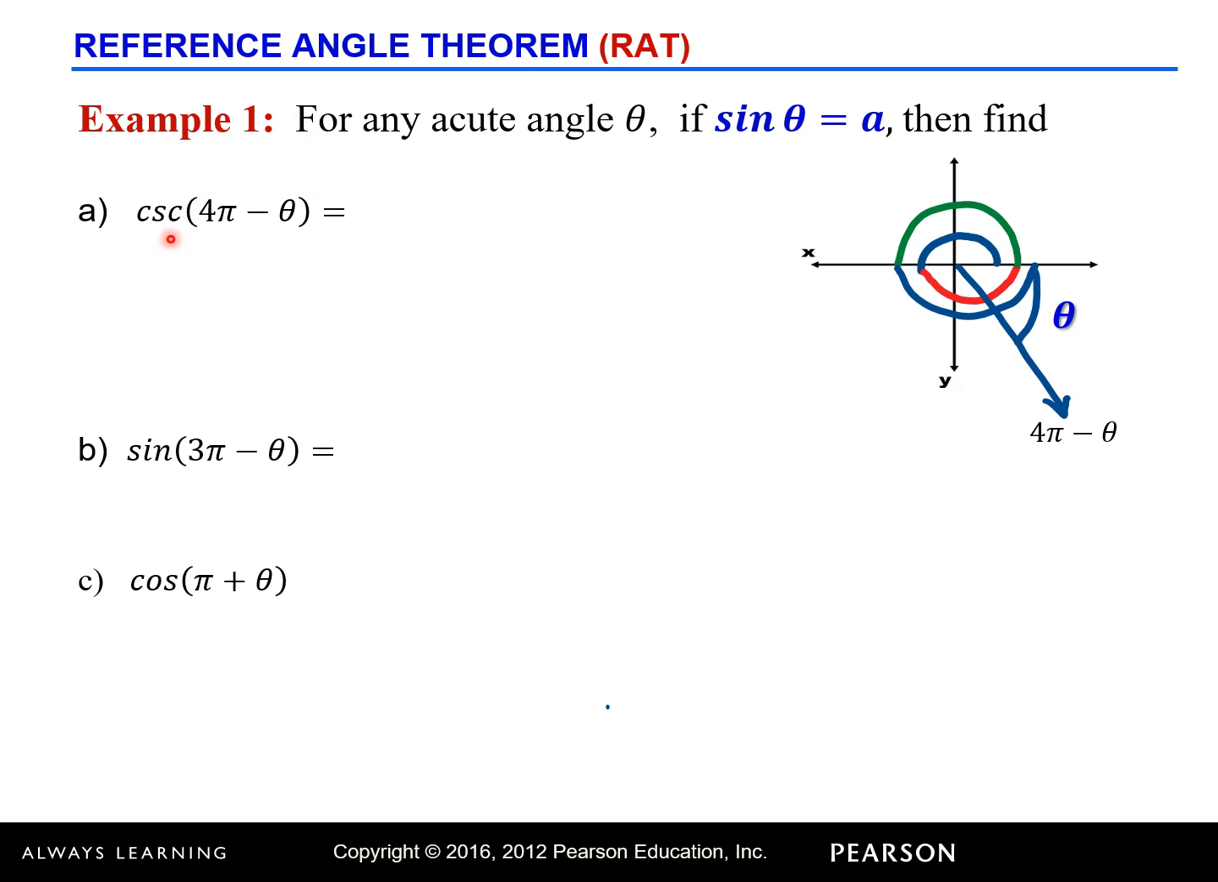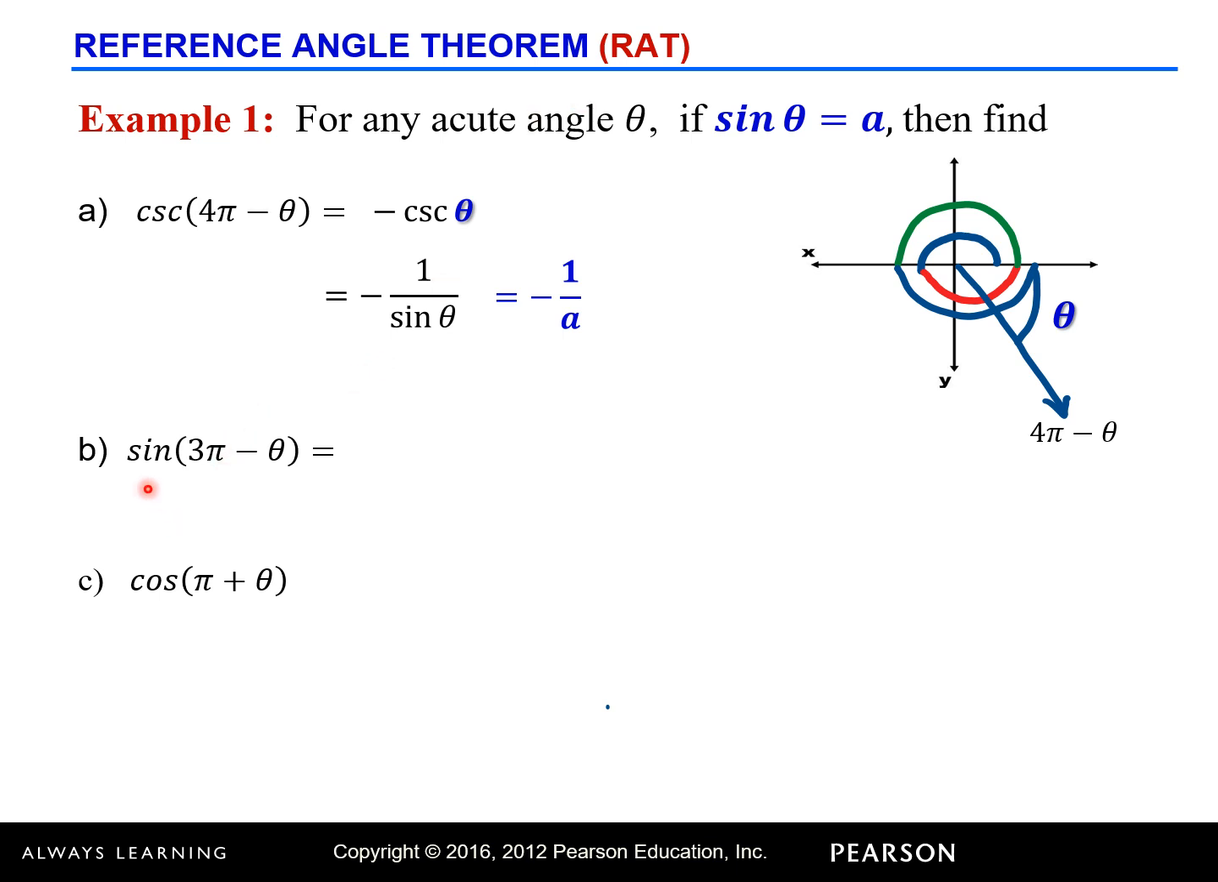So now, since we know that 4 pi minus theta is in the fourth quadrant, the sign of cosecant in the fourth quadrant is negative. So using RAT, we will use the same function. So negative cosecant of theta, because theta is the reference angle of 4 pi minus theta based on this figure. Then, since sine theta is equal to A, we have to see the relationship of cosecant theta and sine, which is a reciprocal function. So we can write this negative cosecant theta as negative 1 over sine theta. And then we are ready to substitute A for the value of sine theta, which gives negative 1 over A.